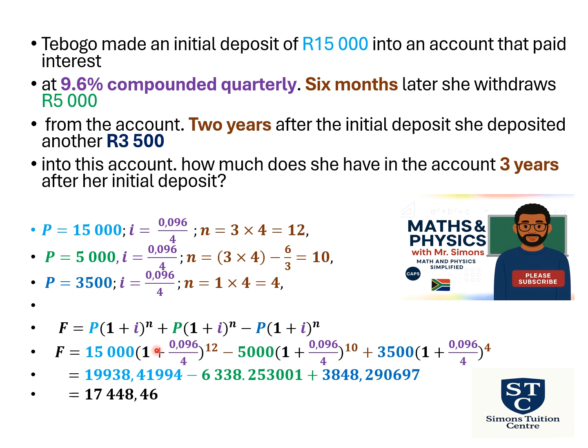That's my original deposit. Then I'm taking out 5,000, so minus 5,000(1 plus 0.096 over 4) to the power 10. Then plus my deposit for the last year, 3,500(1 plus 0.096 over 4) to the power 4. We do each one separately. These are the totals we'll get on the calculator. And if we add it together, after 3 years, we would have 17,448 rand 46 cents.